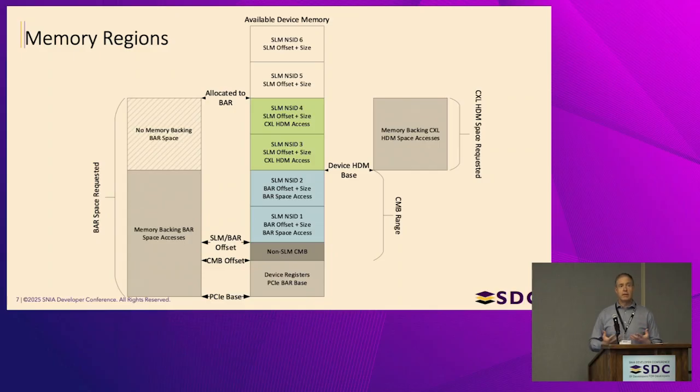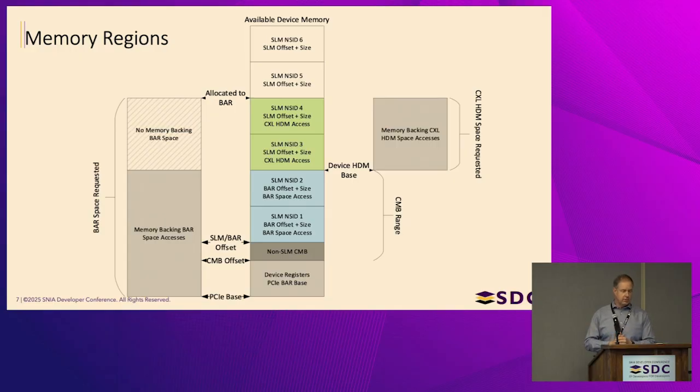So let's get into this in a little bit more detail with this picture. We've got a memory map in the middle that shows available device memory. Starting at the bottom, we've got our PCIe base, moving up a little higher, the CMB offset, followed by the SLM/bar offset. This is where we're going to start requesting, here is the bar address where we want bar to extend for our SLM.